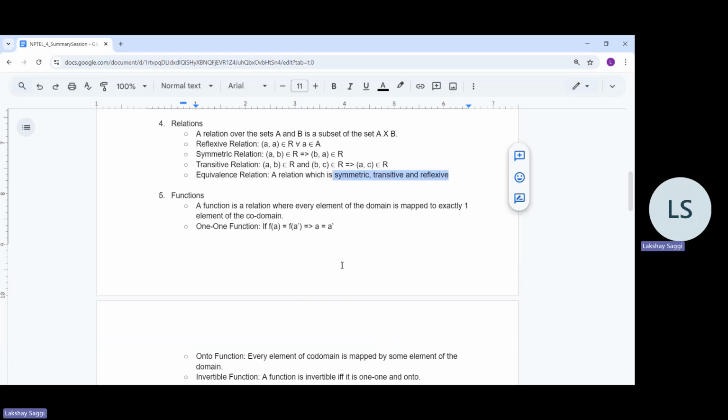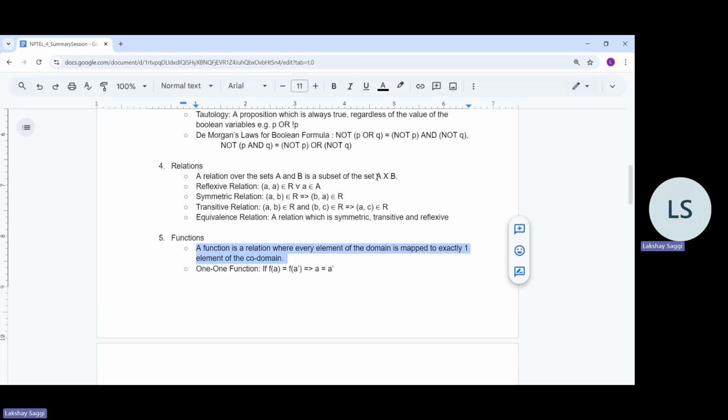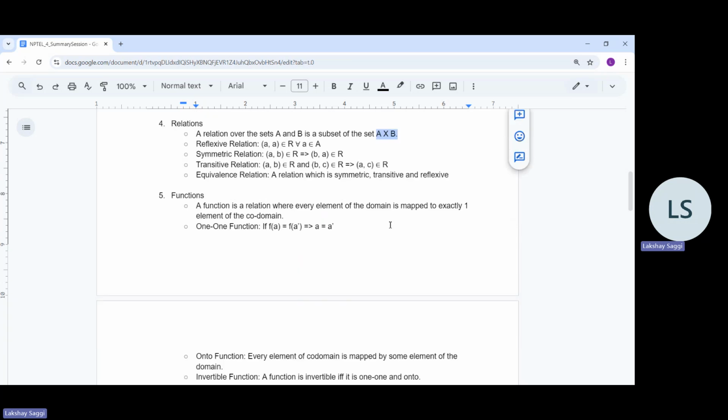So then we came in the fifth week to discussing functions. And what are functions? A function is nothing but a relation, a type of relation with some more special properties. A function is a relation where every element of the domain is mapped to exactly one element of the codomain. A relation is a subset of the set A cross B, and in that subset we can define the domain as the elements of the set A and the codomain as the elements of the set B.